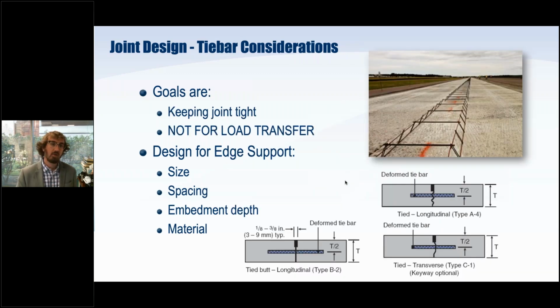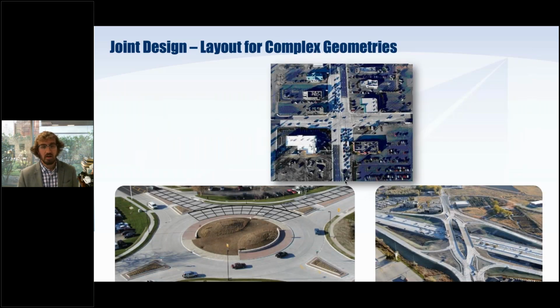When we think about tie bar design, again, what we're looking for is to keep that joint tight, not really for load transfer, just keeping those two sections of pavement together and not letting them drift apart. Here again, we're looking for size, spacing, and embedment depth of those tie bars to make sure those two slabs aren't drifting away. There is another tool for dowel bar or tie bar design at apps.acpa.org, which has a few tools, including a tie bar designer for just that situation.